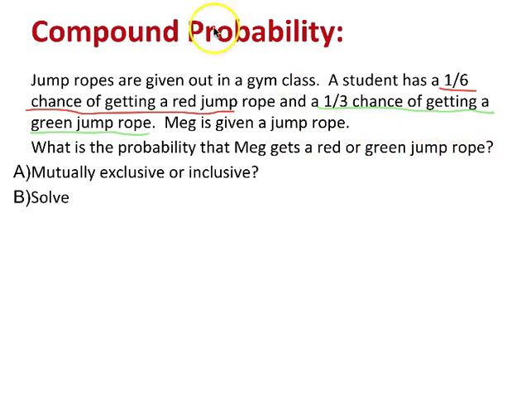So first, let's decide what type of event we are looking at. Can these events occur at the same time? She's given one jump rope. So can she get a red and green at the same time? No. So because these events cannot occur at the same time, we're looking at a mutually exclusive event. The events cannot occur at the same time.